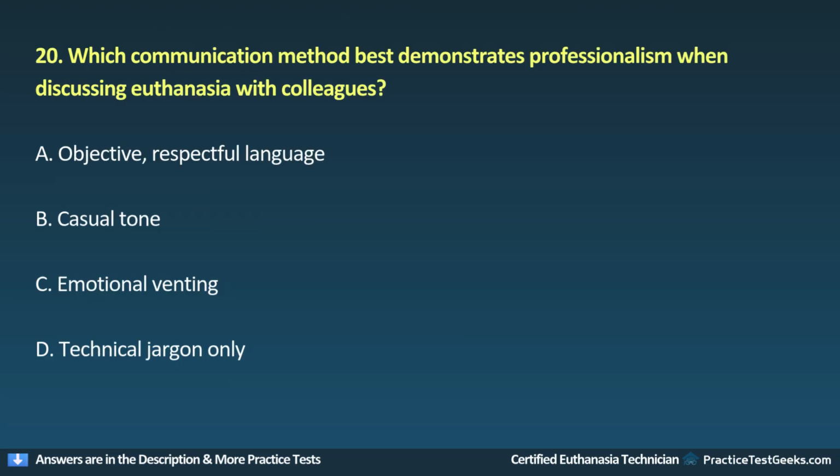20. Which communication method best demonstrates professionalism when discussing euthanasia with colleagues? A. Objective, respectful language. B. Casual tone. C. Emotional venting. D. Technical jargon only.